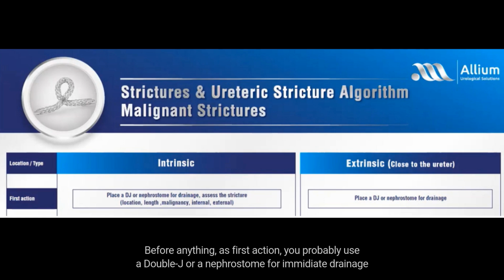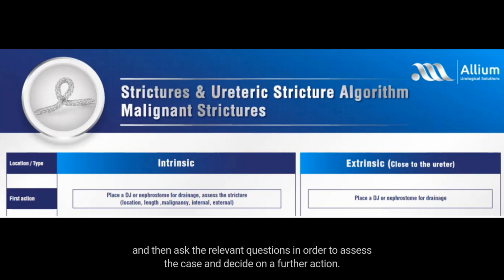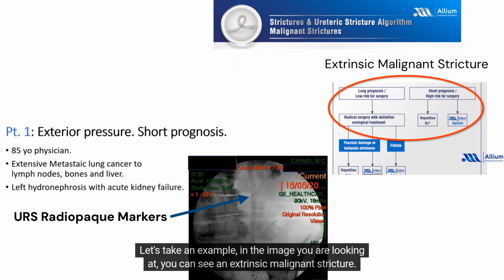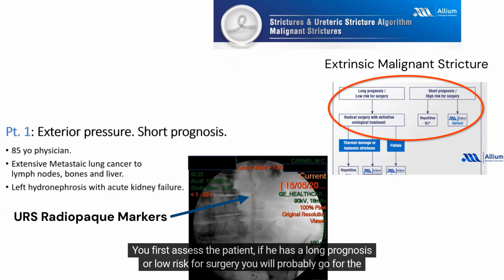Before anything, as first action, you probably use a double J or a nephrostomy for immediate drainage, and then ask the relevant questions in order to assess the case and decide on a further action. Let's take an example. In the image you are looking at, you can see an extrinsic malignant stricture. You first assess the patient.